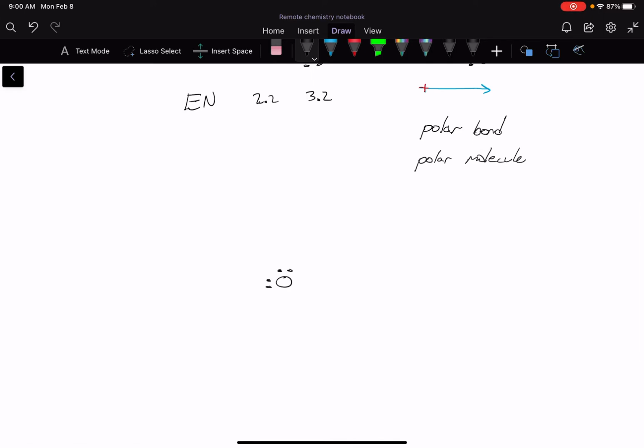And in water, this is a more bent molecule, so it looks like this when drawn out. Now, hydrogen, again, has an electronegativity of 2.2. Oxygen has an electronegativity, however, of 3.4. So those electrons that are being shared between the hydrogen and the oxygen are going to be pulled more towards oxygen. So I'm going to draw my arrows showing the pull of the electrons in the molecule.